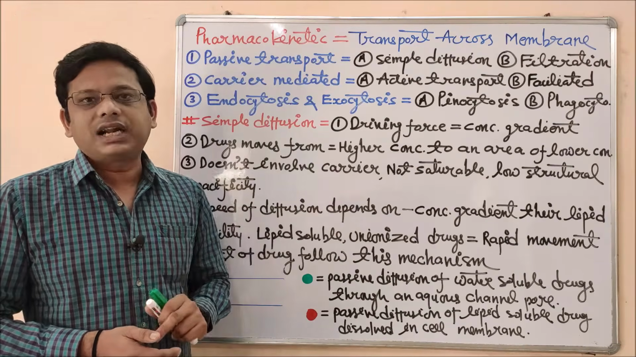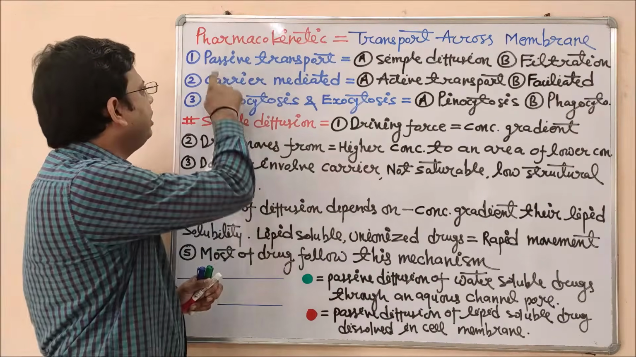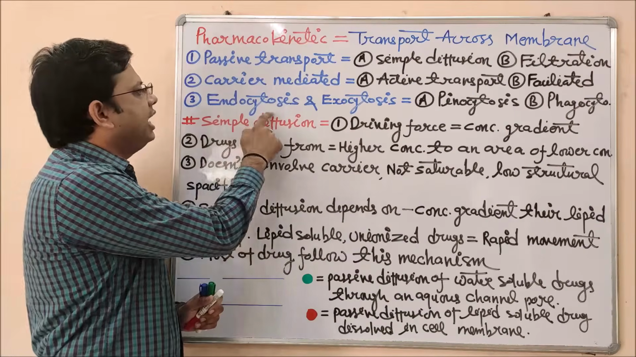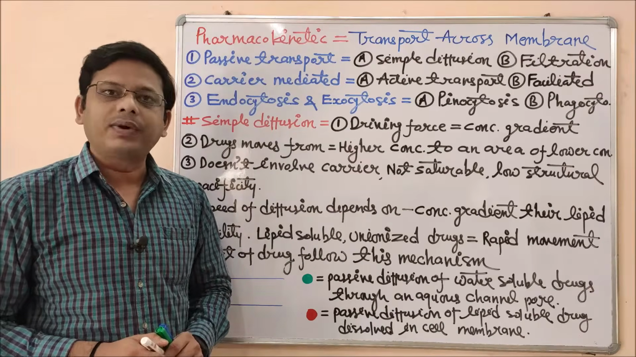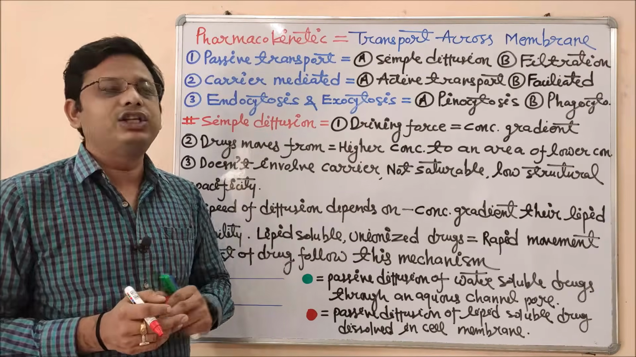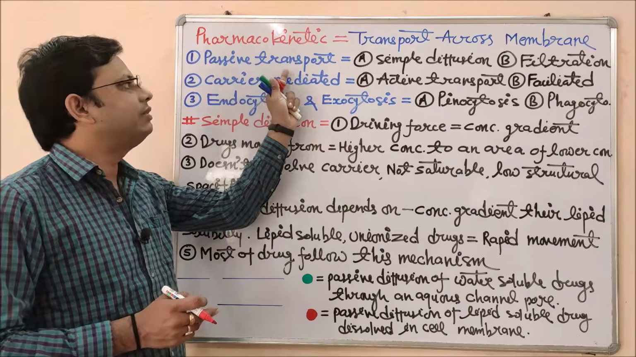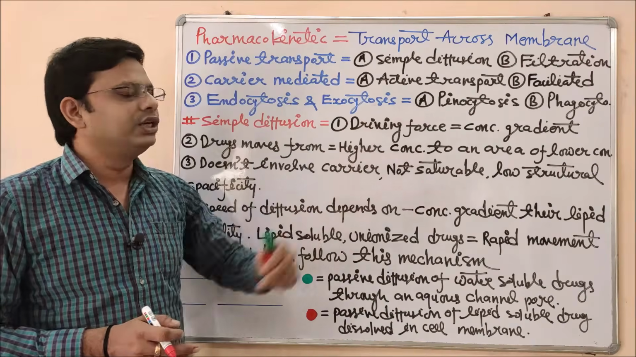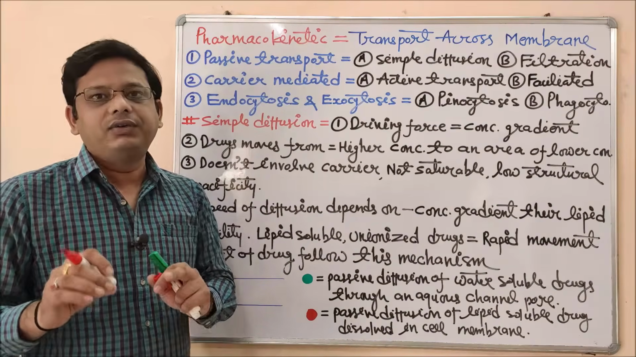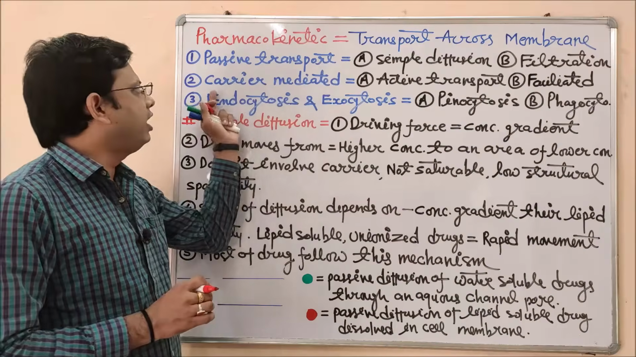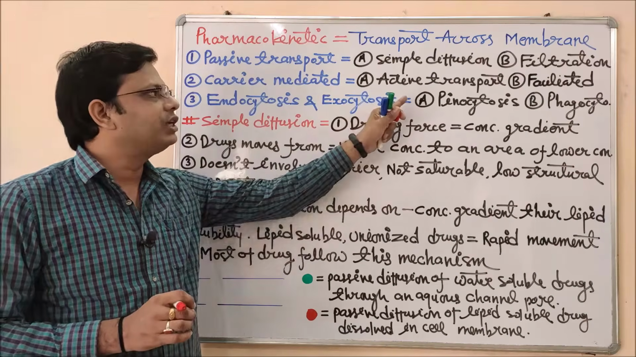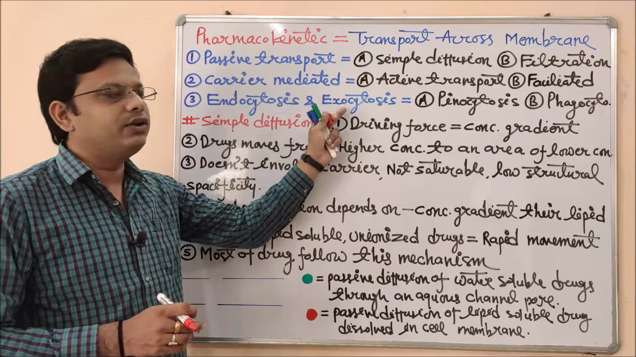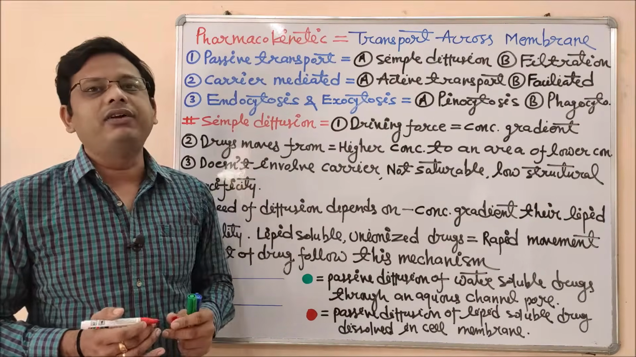So what are the basic transport processes across the cell membrane? There are mainly passive transport, carrier-mediated transport, and the third one is endocytosis or exocytosis. Under these headings there are subheadings too. Passive transport has subclasses like simple diffusion and filtration. I will explain each and every point one by one in the whiteboard section. The second one is carrier-mediated, that is active transport or facilitated transport. The third one is endocytosis and exocytosis, having subtypes of pinocytosis and phagocytosis.